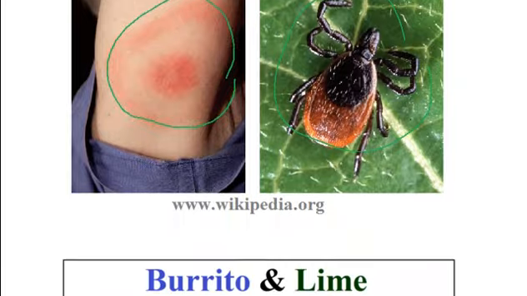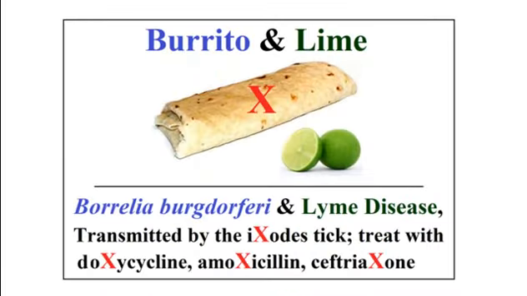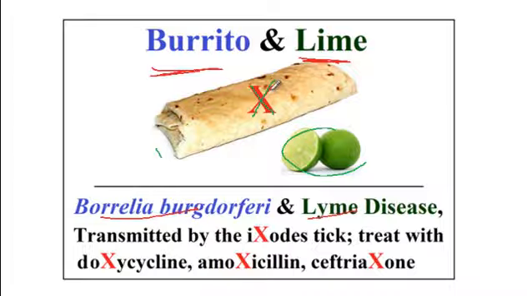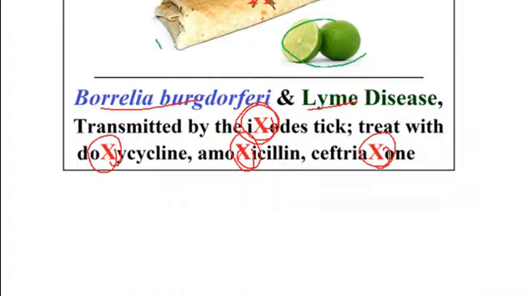Now here I've provided you with a memory aid to remember the details of Lyme disease. So here we have a burrito and a lime and an X written on the burrito. And all you will have to remember is that burrito goes for Borrelia burgdorferi, Lime goes for Lyme disease, and X goes for the transmission by the Ixodes tick, and then the treatments are doxycycline, amoxicillin, as well as ceftriaxone.